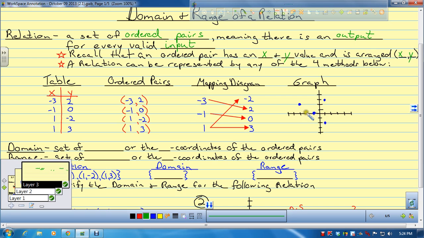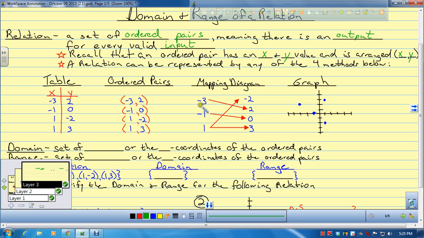Okay, now that you're back and have hit play, remember when you're graphing these points, the x value comes first. The x value moves horizontally. So when I graph this first point, I moved left 3, 1, 2, 3, and up 2, 1, 2. I moved left 1 and up or down 0. I moved right 1 and down 2 since it was negative, and I moved right 1 and up 3.